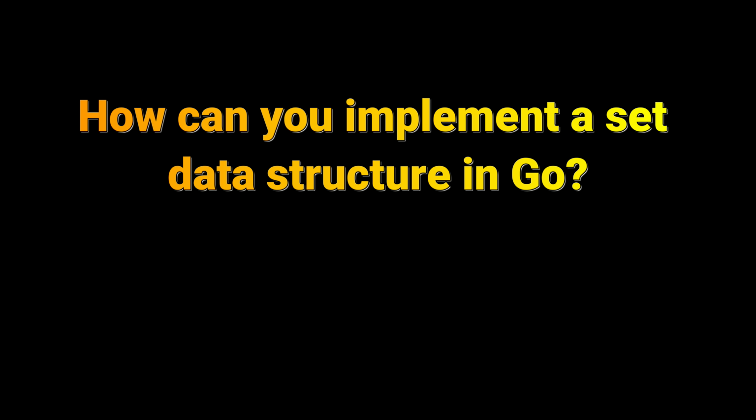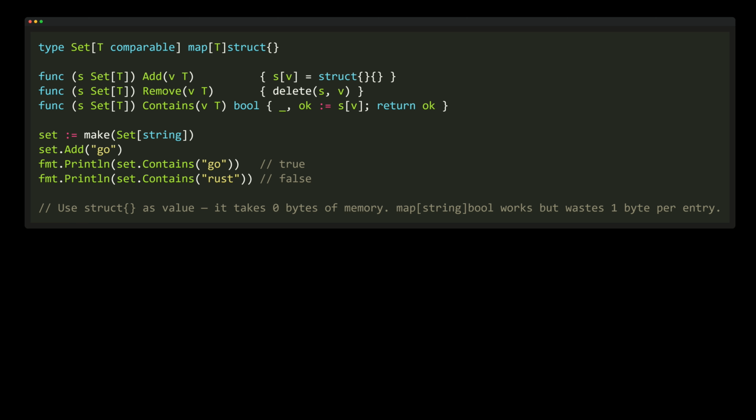Question: how can you implement a set data structure in Go? In Go, you can implement a set using a map with empty struct values. The empty struct takes 0 bytes of memory, so it's very efficient. You define a set type based on a map, where the keys are your set elements and the values are empty structs. Then, you can add items by storing them with an empty struct, check if an item exists by looking up the key, and remove items using delete. This gives you a memory-efficient set implementation.